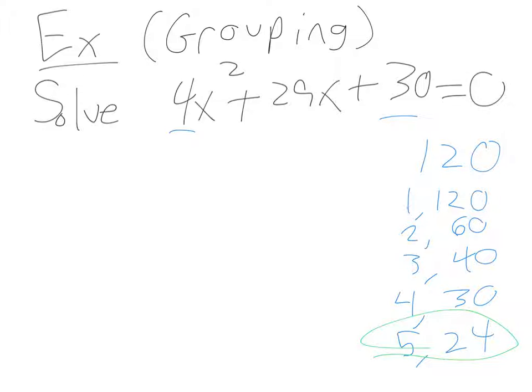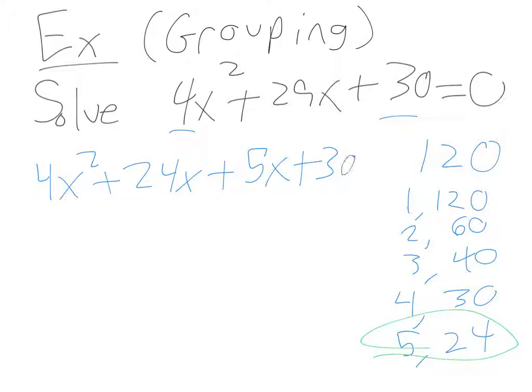So we can rewrite our quadratic as just 4x squared plus 24x plus 5x plus 30 equals 0.